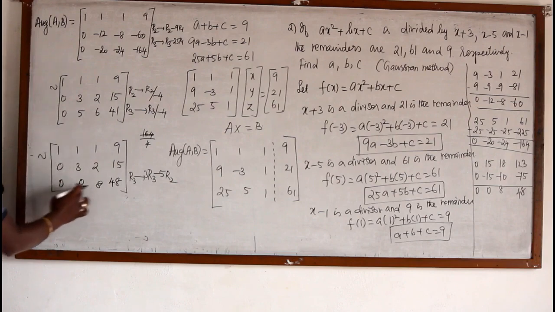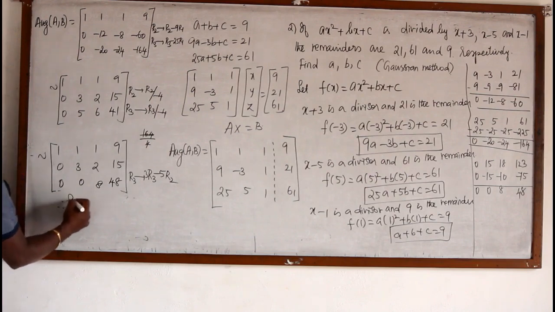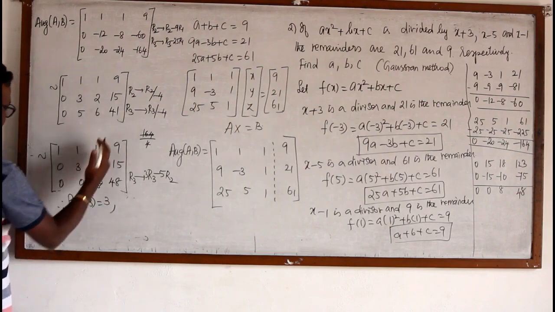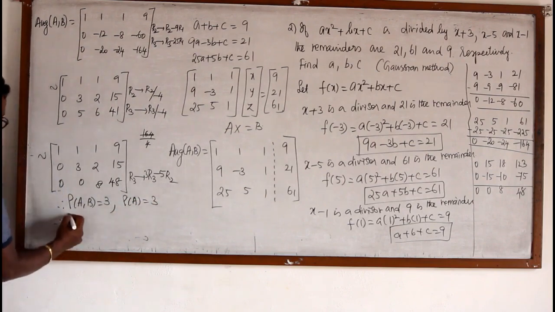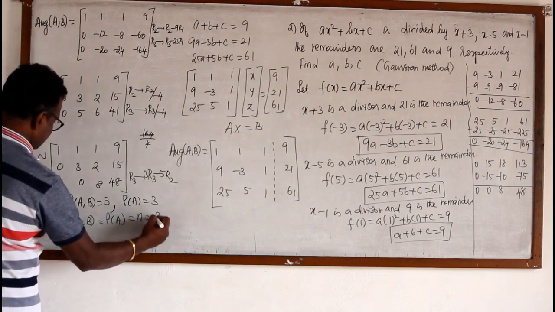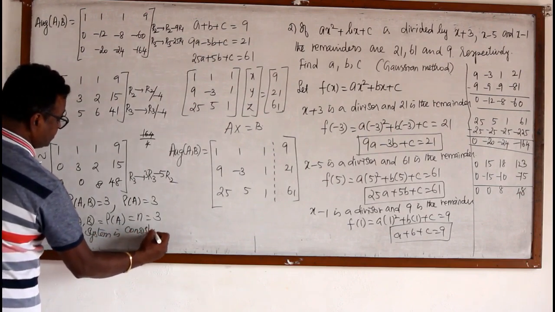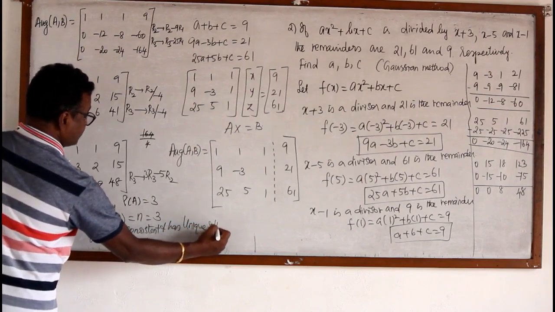Now I can see it is reduced to an echelon form, so no more reduction is possible. Therefore, the rank of AB is 3. When I omit this last column, that is matrix A, its rank is also 3. Therefore, rank of AB equals rank of A. The number of unknowns is also 3. Therefore, the system is consistent and has a unique solution.